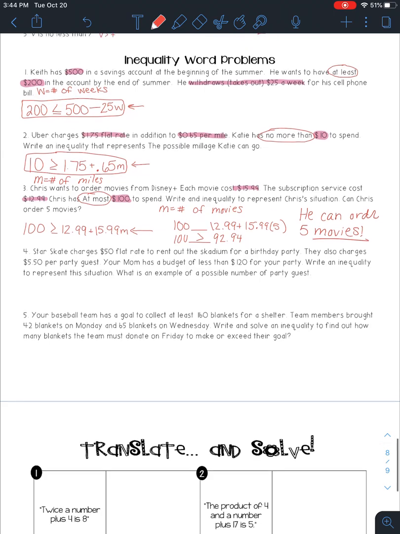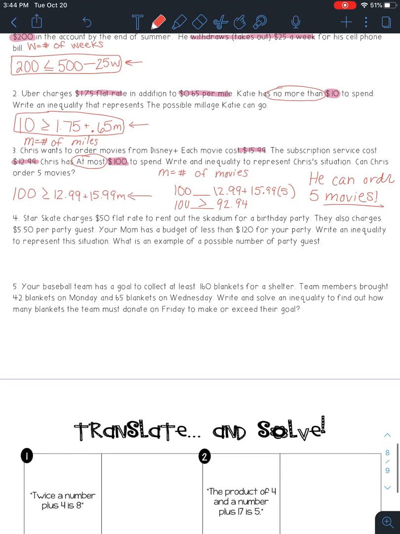All right, let's go on to the next one. Starskate charges $50 flat rate to rent out the stadium for a birthday party. They also charge $5.50 per party guest. Your mom has a budget of less than $120 for your party. Write an inequality to represent the situation and explain. Well, there's our less than.